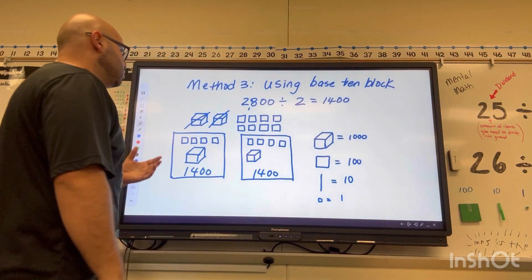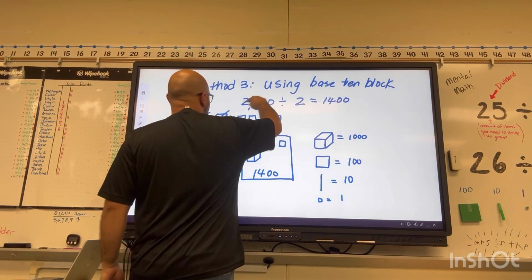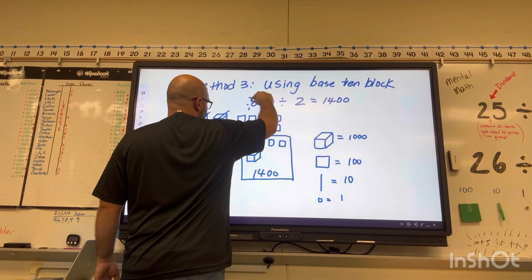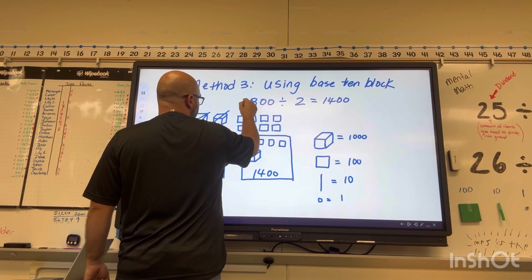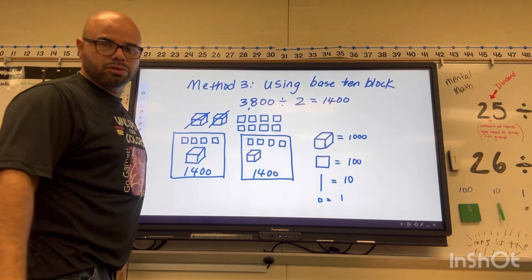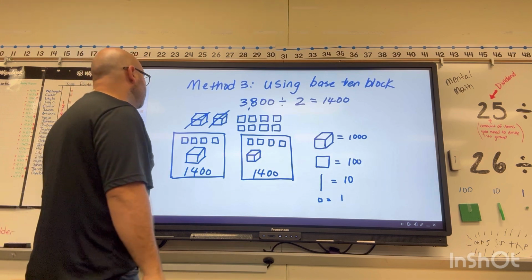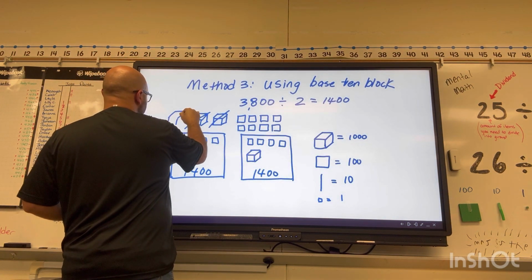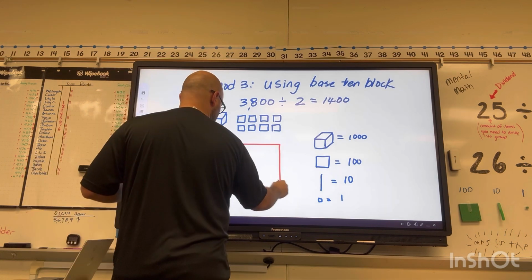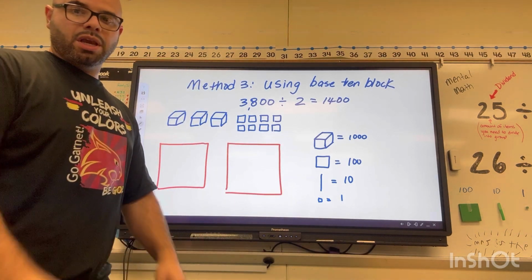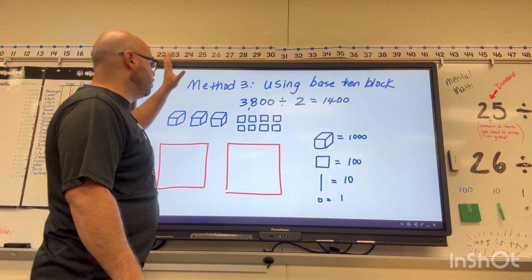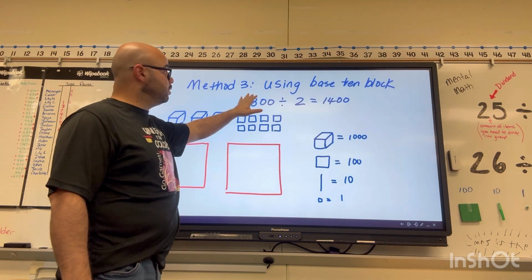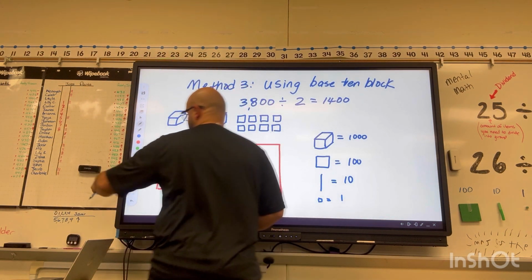Now, there comes a case where you are dividing 3,800 divided by 2. Now in this case, I have another cube. So in this case, they've given me 3,800 divided by 2, okay?